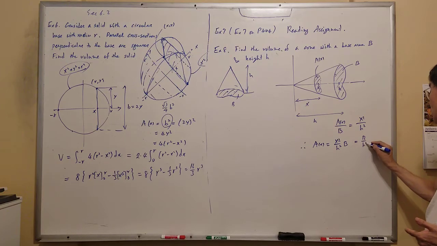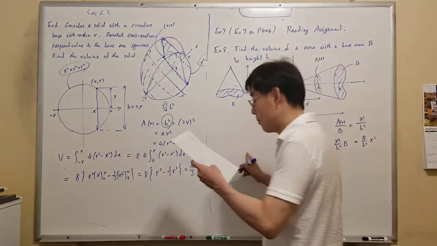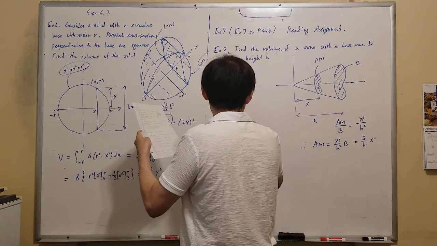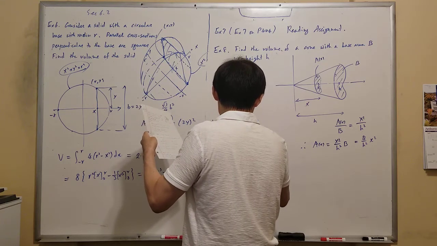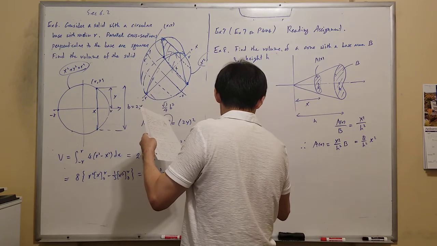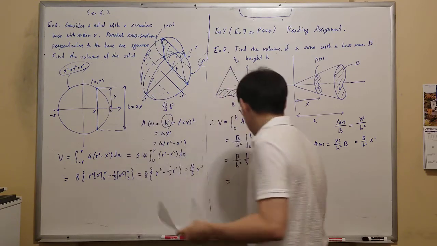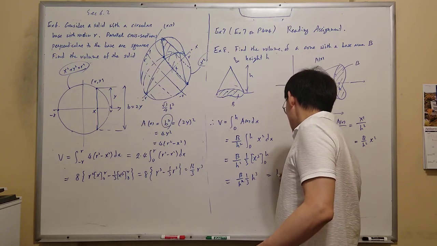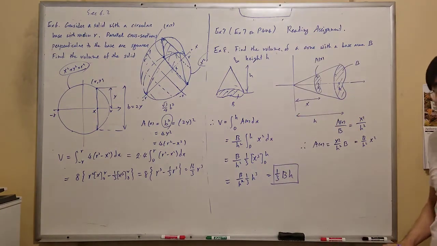Or B over H squared times X squared. It's a quadratic function. Okay? So, your volume is from 0 to H, A of X dx, which is B over H squared out, X squared dx, B over H squared, 1/3, X to the third, 0 to H, H cubed, right? The B over H squared, 1/3 H cubed, 1/3 B times H. 1/3 times base here times H.